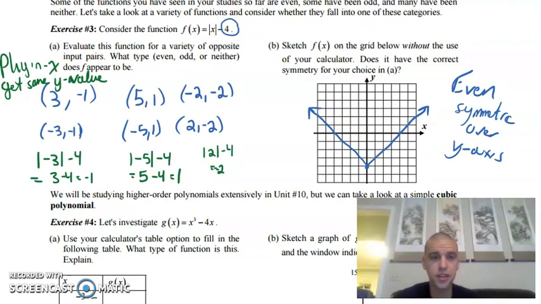So here we are. The answer to exercise number 3 is even. It was symmetric over the y-axis. And if you pause it and write this down, I also showed you how to do A. Plug in 3, you got -1. Plug in the opposite x value, you'll still get the same y value. So you can pause that and copy that down.